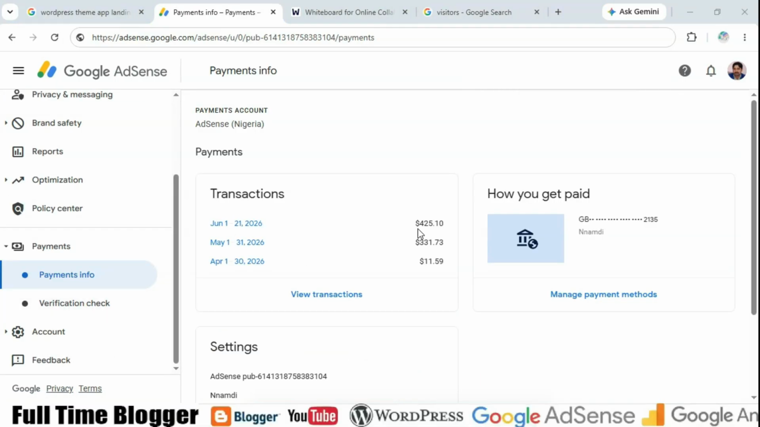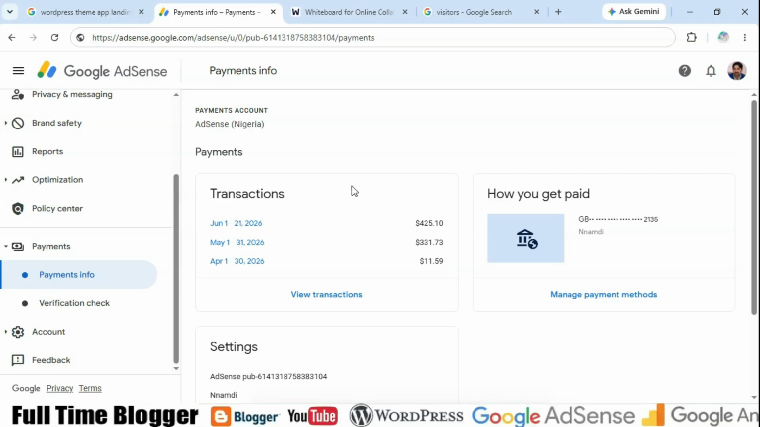Now here you can see the payment I have already received, a payment received in a Nigerian bank account. You can see the Nigerian bank account. This is the AdSense account of a Nigerian. If you see the last month's payments, the April month, it's only $11. In May, you can see $331. Okay, so this is the May month payment, and this month's payment is $425. So this money is already received in a bank account.